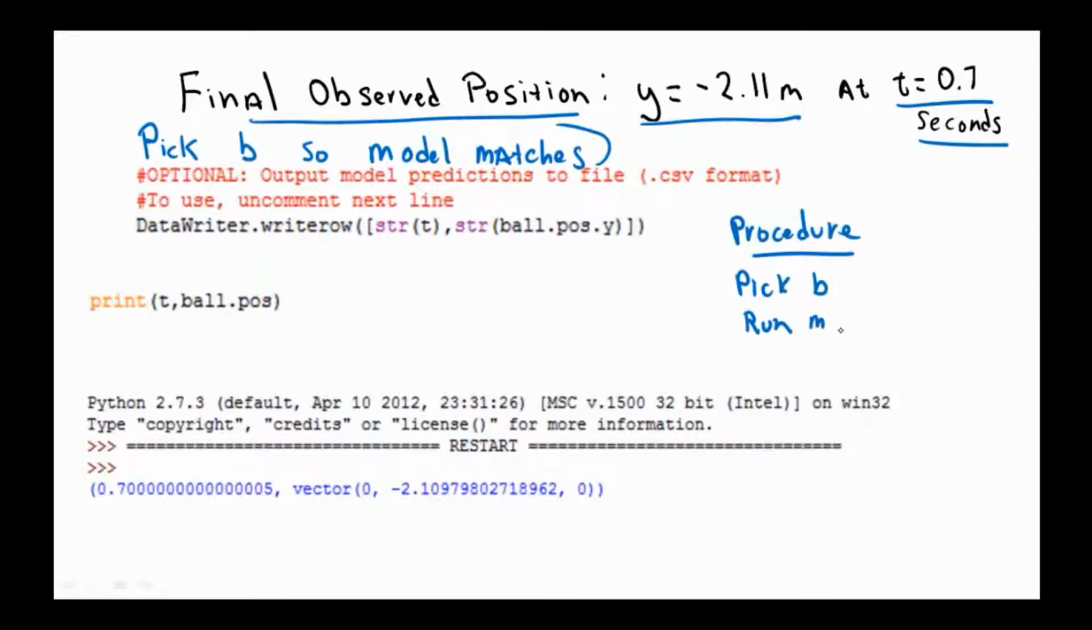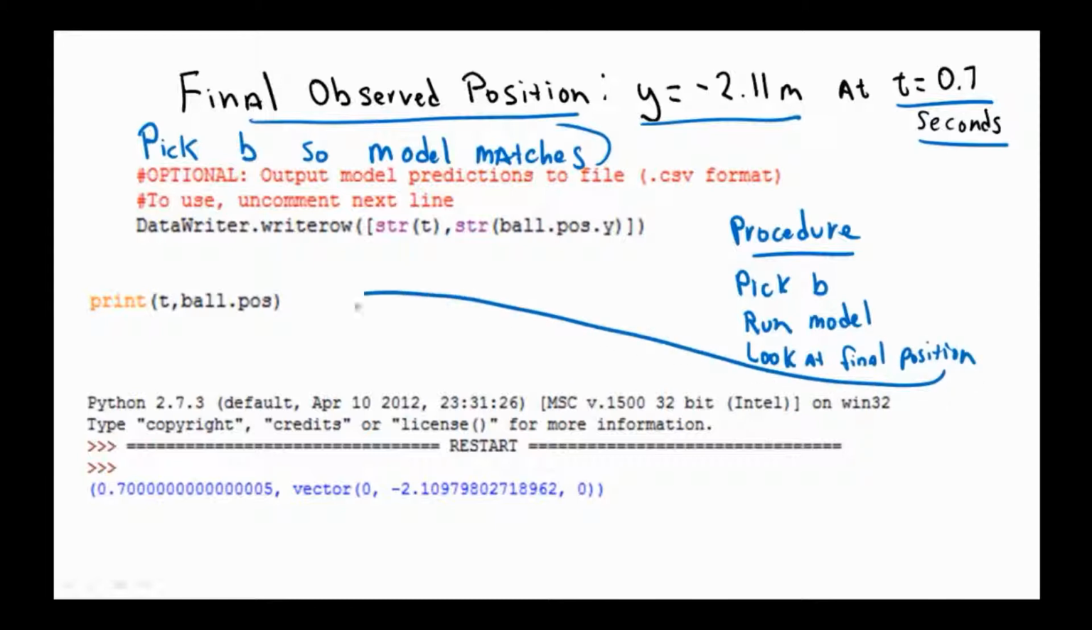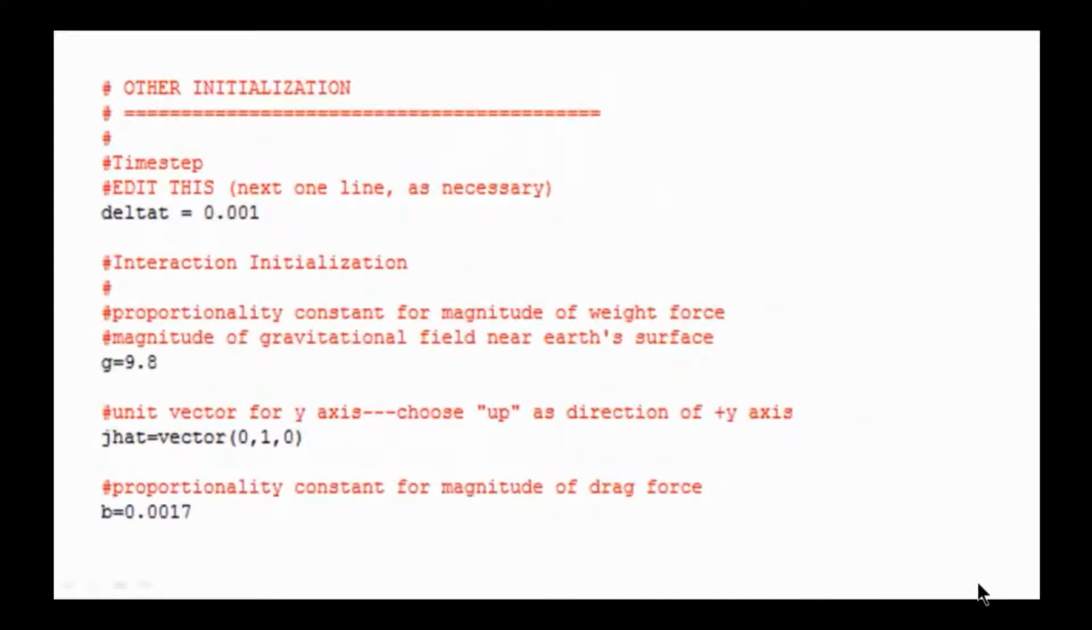The observation we'll focus on for this is the final observed position. This print statement, which is the first line after the loop in our code, prints out the predicted final position in the output window. So in our code, we will try different values of b, each time running the code and then looking at the output window until we see the predicted final position is close to the observed final position. From this procedure, we obtain this value of b, which has the units of Newton seconds per meter.